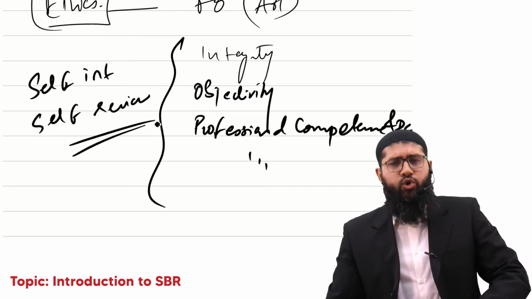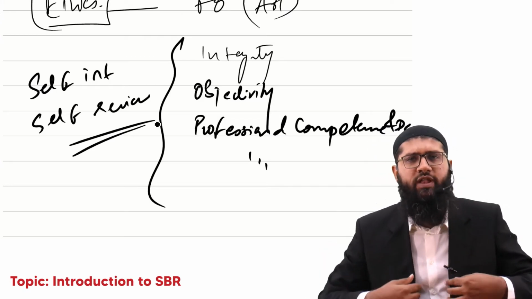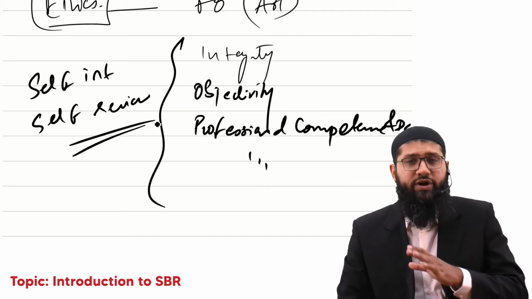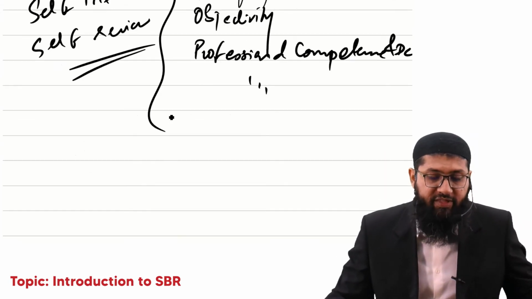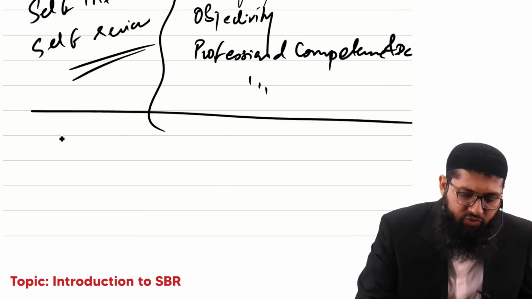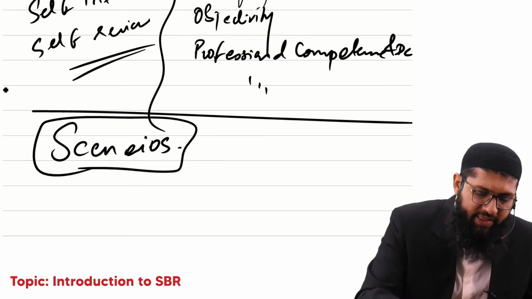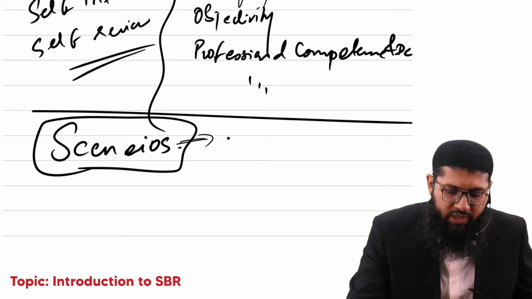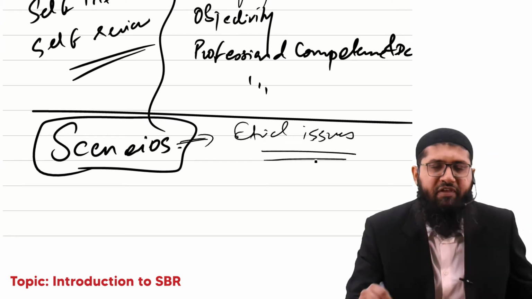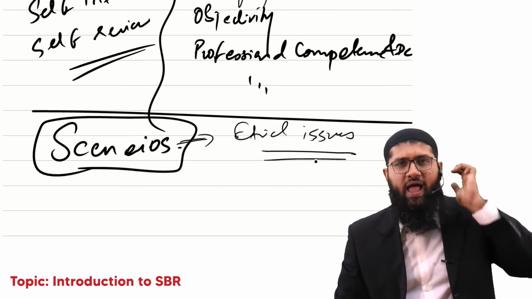Now, do we need to explain to the examiner what a self-review threat is or what a self-interest threat is? No. You don't have to explain it. But what is expected from you at this level is that the examiner is going to give you scenarios. I repeat, the examiner is going to give you scenarios where there are actually going to be ethical issues that you will be facing as an accountant.